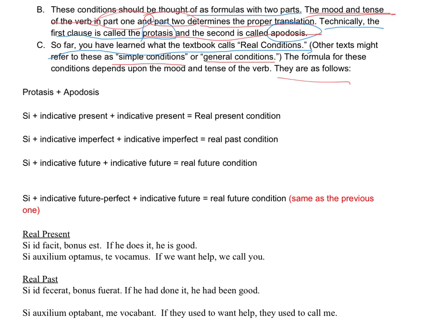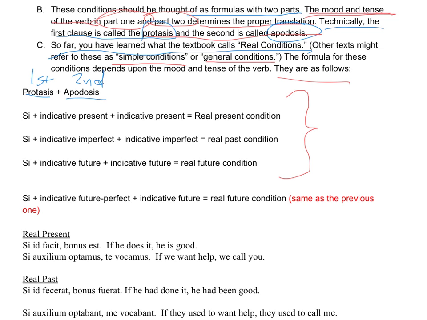These are the formulas for the 3 types of conditions that you've learned in the textbook so far. You've learned 3 types of sentences, 3 examples of so-called real conditions. Remember, the formula is there's a protasis and there's an apodosis. Generally, the protasis comes first. Generally, the apodosis comes second, but that isn't always true.